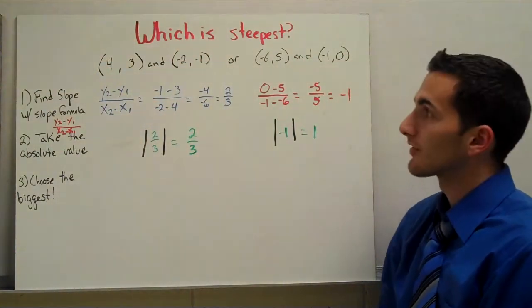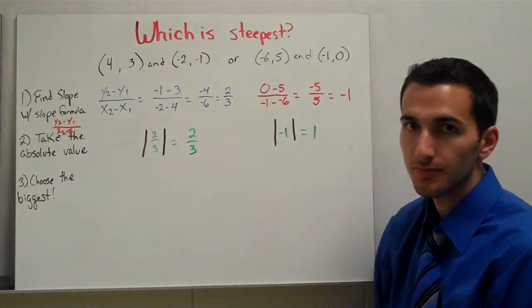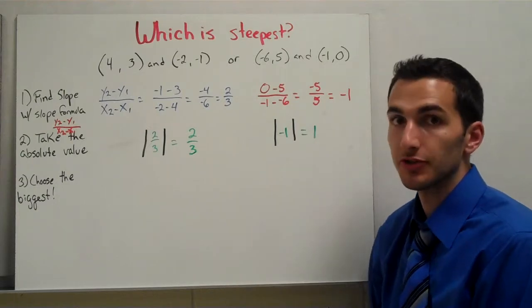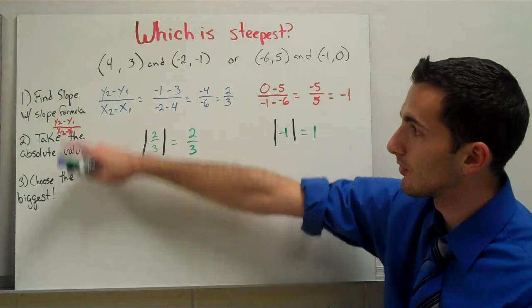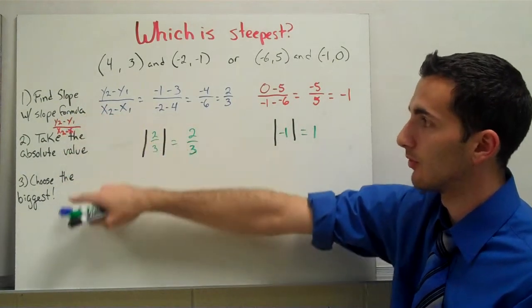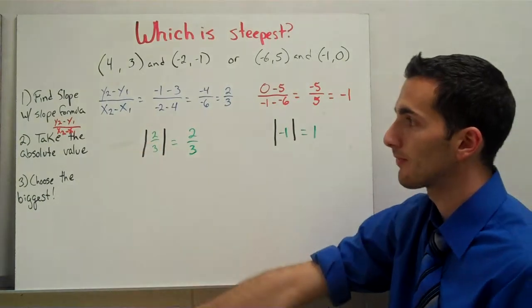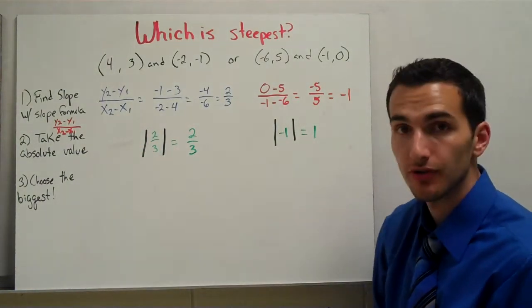What if a question is asking which line is steeper, and it gives you coordinates on 2 different lines? The only way to tell which line is actually going to be steeper is to find the slope. So here's the steps. The first thing we'll do is find the slope with the slope formula. Of course, that's y2 minus y1 over x2 minus x1. Then we're going to take the absolute value of each one and choose the biggest. So let's go through this.